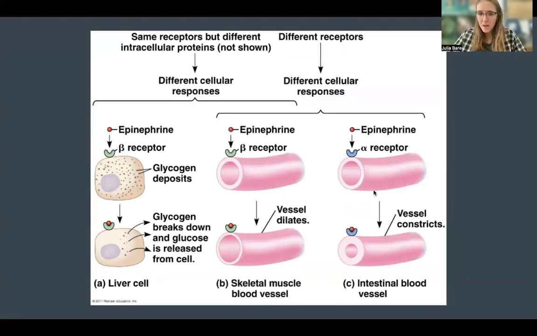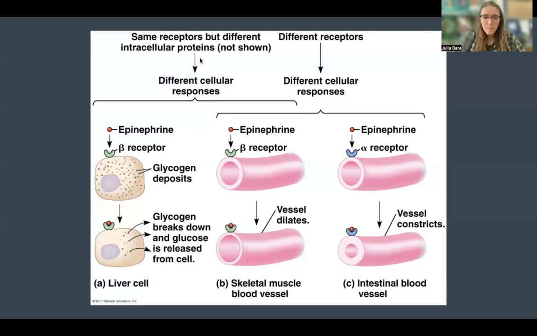So this epinephrine molecule, the adrenaline molecule, is going to act on multiple different types of cells. So that's what we're looking at in this diagram. Epinephrine is going to act not just on your liver cells, it's also going to act on your blood vessels. And not only are the blood vessels and the liver cells going to have different responses, so are certain blood vessels. So let's take a look at this.